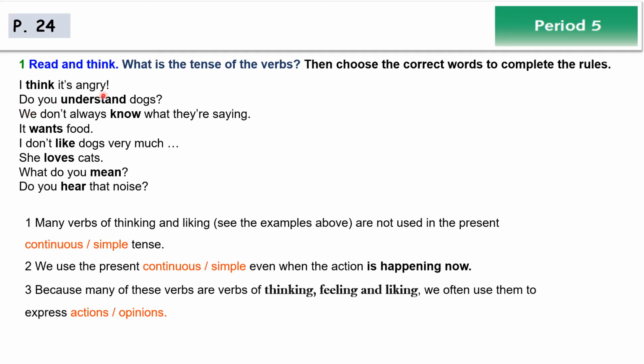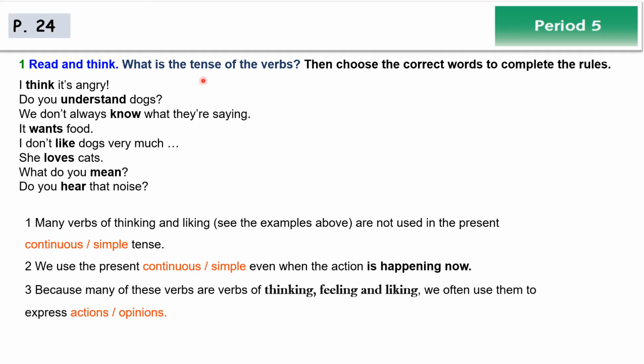I think it's angry. Do you understand dogs? We don't always know what they are saying. It wants food. I don't like dogs very much. She loves cats. What do you mean? Do you hear that noise?